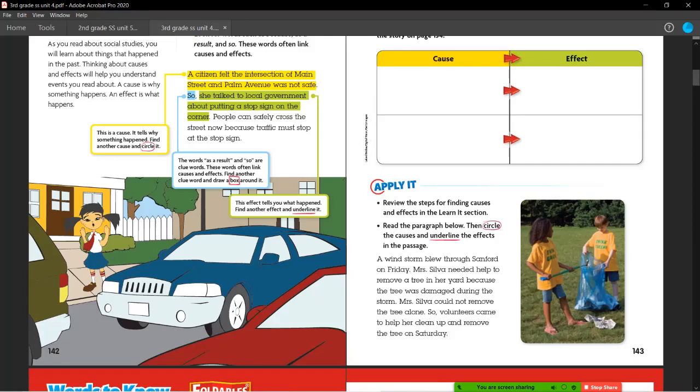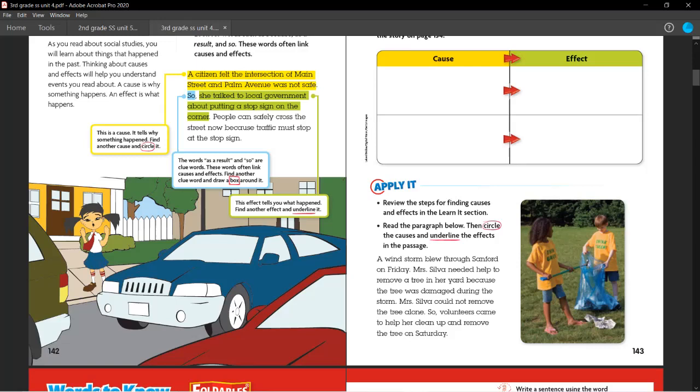The first cause was a windstorm blew through Sanford on Friday. That was the first cause. What happened because of it? A tree fell down and was damaged, right? A tree was damaged and it fell in her yard.